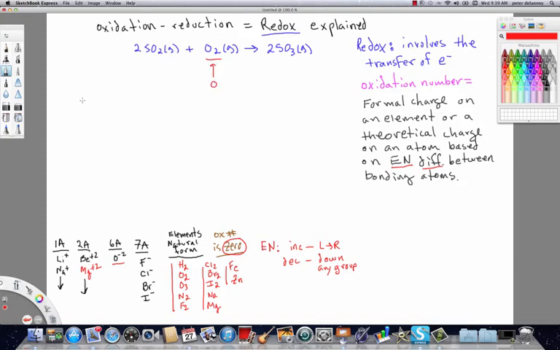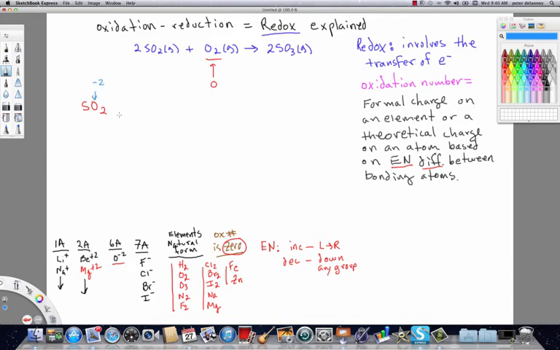Now, the other issue then is everything else that's in this reaction is tied up in a molecule. And that's the issue. We need to figure out what the oxidation number is on the oxygen and what the oxidation number is on the sulfur. Now, for the oxygen, almost any time, there are some exceptions. We're not going to worry about that in this video though.